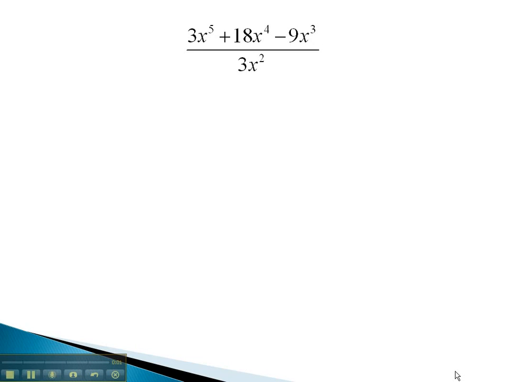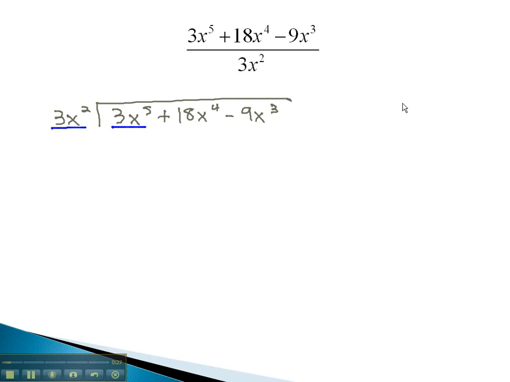We are now ready to try dividing a polynomial by a monomial using long division. We put the 3x squared out front, and we're going to divide into the polynomial 3x to the 5th plus 18x to the 4th minus 9x cubed. As we do, we follow the same steps as long division, which start by dividing the front terms, 3x to the 5th, by the 3x squared.